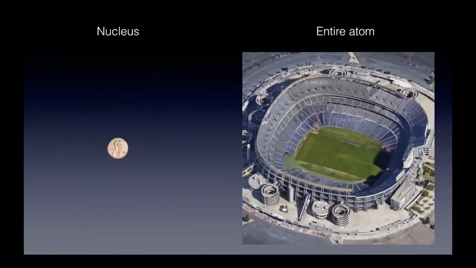So this is the analogy I tend to give. That picture is a picture of Qualcomm Stadium. It's the stadium that doesn't really exist anymore. It's being torn down. But if you were to take a penny and put it in the middle of Qualcomm Stadium, the penny represents the nucleus, and the outer ring where the people sit represents the entire atom. So again, the nucleus is incredibly tiny. So imagine right now an entire football stadium completely empty of everything except one penny right in the middle. That's your standard atom. And so I have a video to help you understand that.